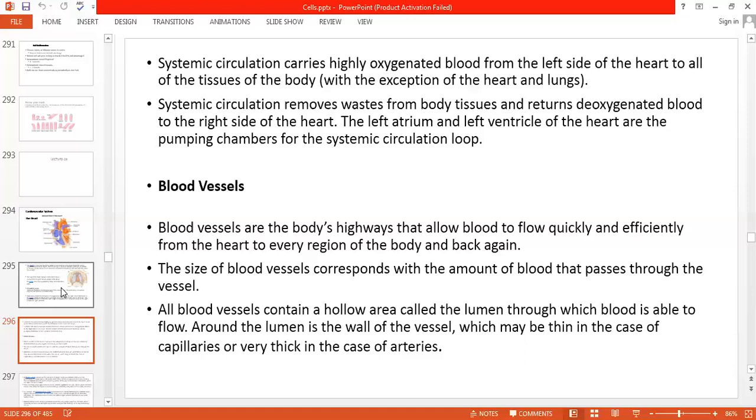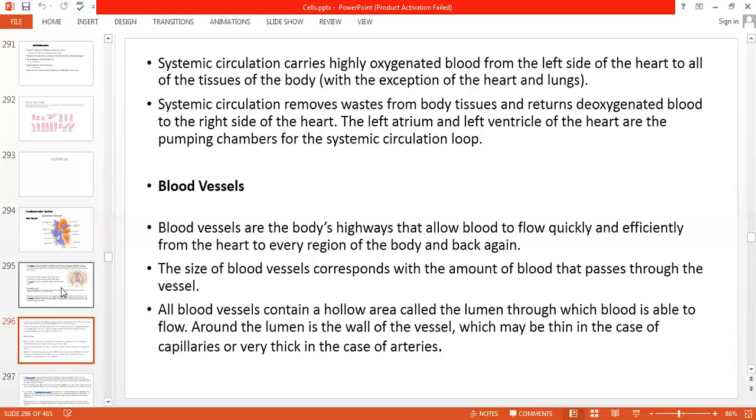Blood vessels are the body highway that allows blood to flow quickly and efficiently from the heart to every region of the body and back again. The size of the blood vessels corresponds with the amount of blood that passes through the vessel. Means these highways, these blood vessels, when they enter some area of the body that needs more blood, the size is bigger. If that area needs less blood, the size is very small, like capillaries and venules.